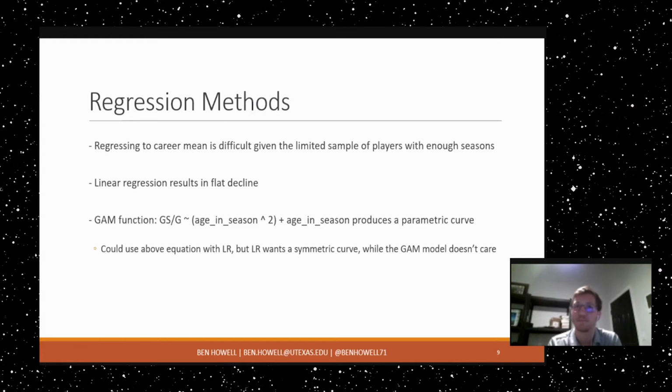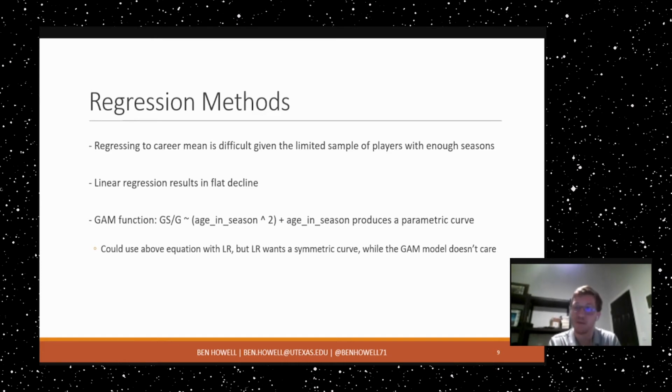That's kind of how math works. And you can do the same thing. You can use the same equation and inputs in a linear regression. However, one of the problems with that, especially in aging curve work, is that using a linear regression with a quadratic equation will result in a curve that is symmetric in both its increase and its decrease, because that's how math works, and quadratic things tend to be symmetric. However, since the GAM isn't based off of that linear style, it doesn't have that problem.